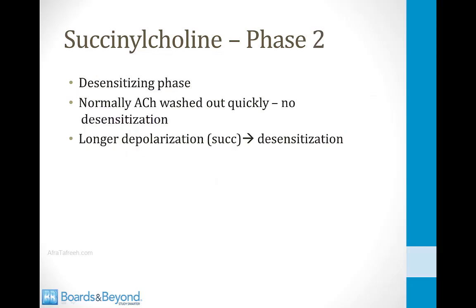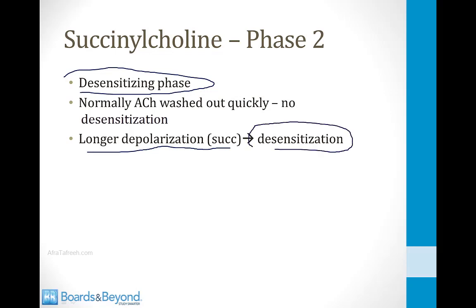Now phase 2 is called the desensitizing phase. Normally acetylcholine washes out quickly and there's no desensitization, but the longer depolarization by succinylcholine desensitizes the muscle tissue. So even after the succinylcholine moves out of the way in this phase and the receptor is available, the muscle is not going to contract. It's become desensitized, and this is phase 2 of succinylcholine block. So you want to keep this simple for yourself. Just remember that phase 1 is the depolarizing phase when succinylcholine is depolarizing the muscle. And in phase 2, succinylcholine has moved out of the way, but the muscle is desensitized.